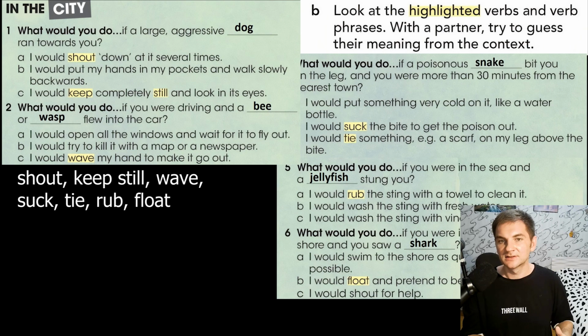B. Look at the highlighted verbs and verb phrases. With a partner, try to guess their meaning from the context. Then, of course, you can check your ideas in the answer section.